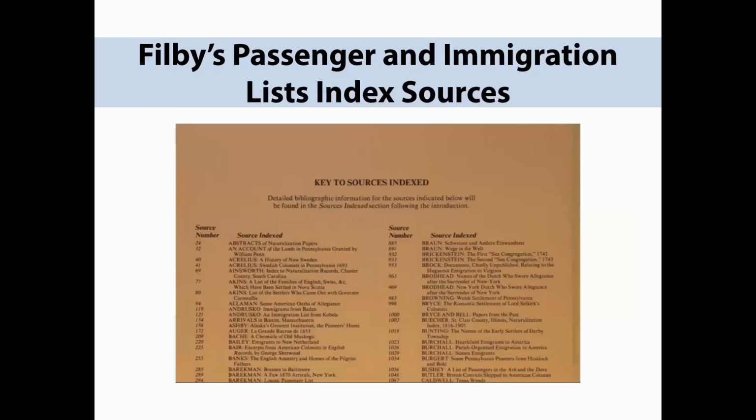And at the beginning of the books, you'll find a key to sources index. There is what's known as a source number that's associated, and then you get a list of the different sources. These are going to show you the different authors and the titles. So again, you could have naturalization records, you could have lots of different histories, etc. So it is quite vast.